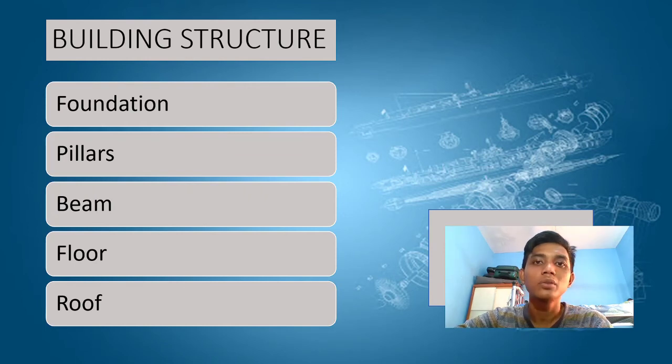Lastly, we have the roof for the building structure. The roof is the highest part of the building. The structure that protects all internal activities is most important. The roof is used to protect the building from rain, heat and wind.